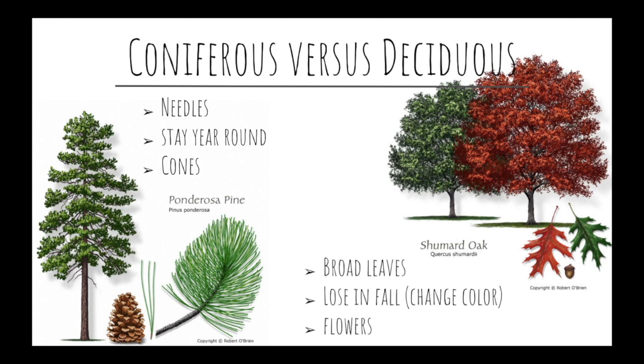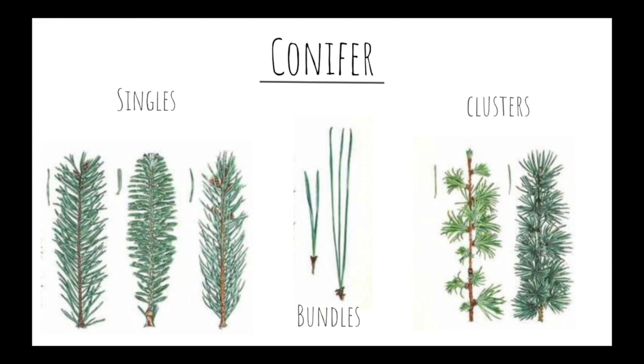These trees have broader leaves that will be lost in the fall, and then the trees regrow them in the spring. And instead of using cones, these trees usually use flowers to spread their seeds. You can think of an example of maple or oak. So besides using cones or flowers, the leaves are one of the best ways to identify a tree.